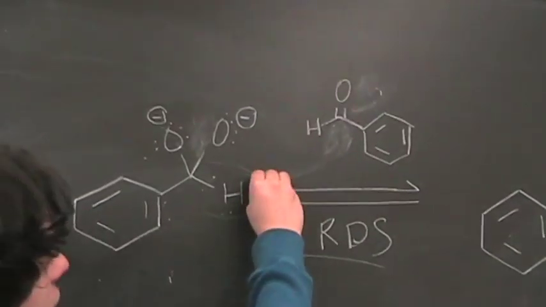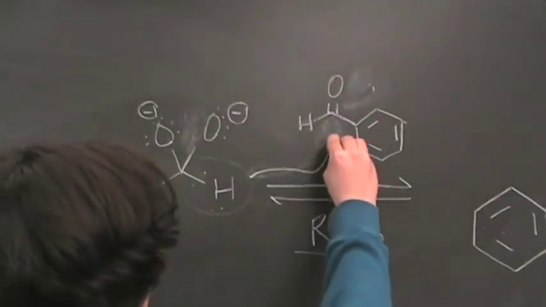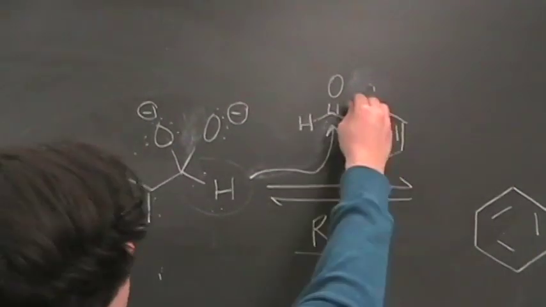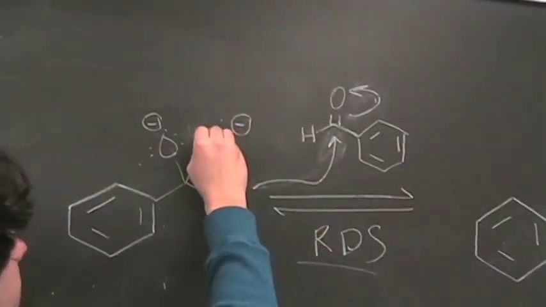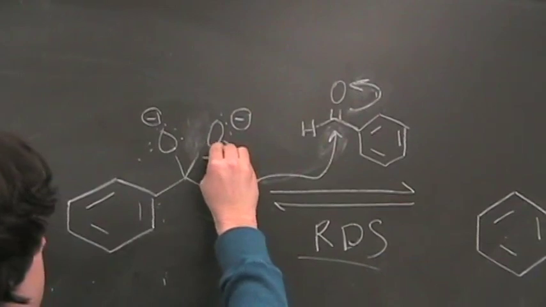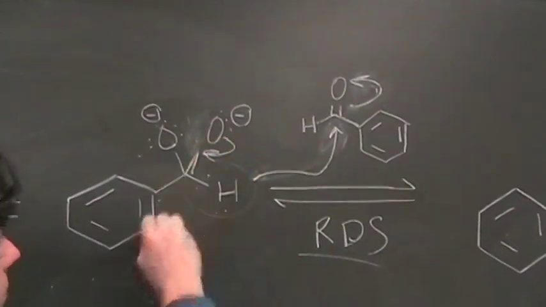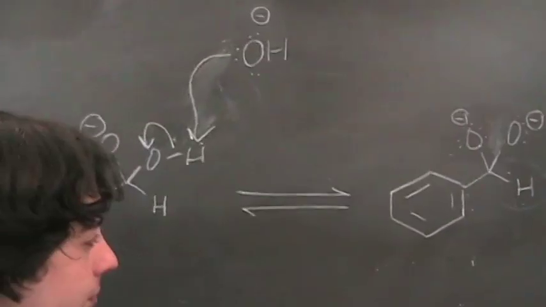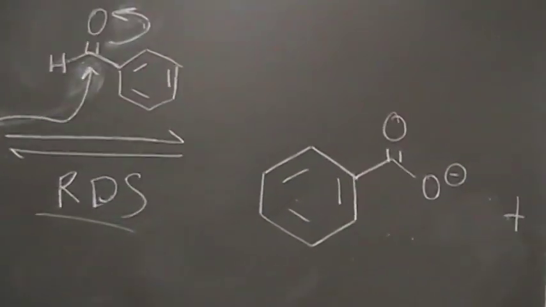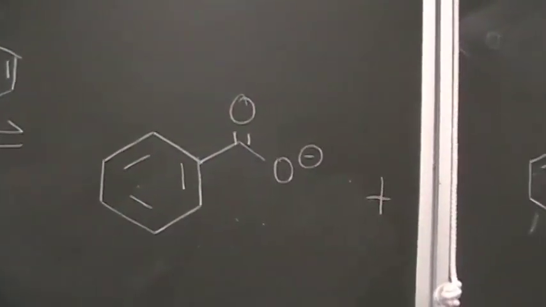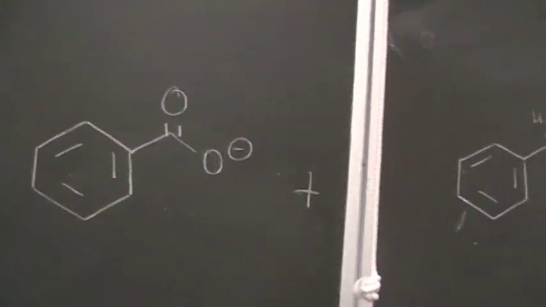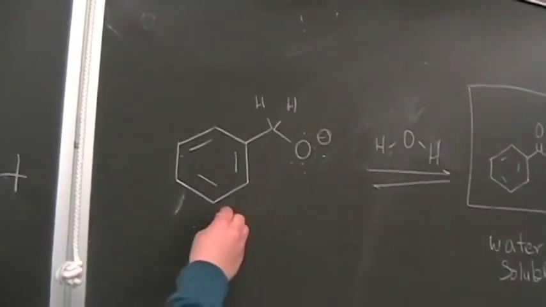So we get a hydride shift here to another equivalent of aldehyde, and that's going to go up there, and this is going to come down here and form a double bond. And this is the rate determining step. From there we have 2 negatively charged species. We have this, and we have this.